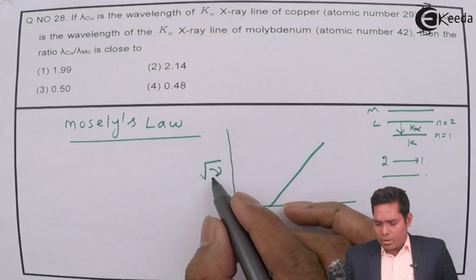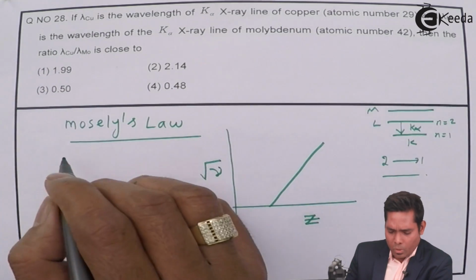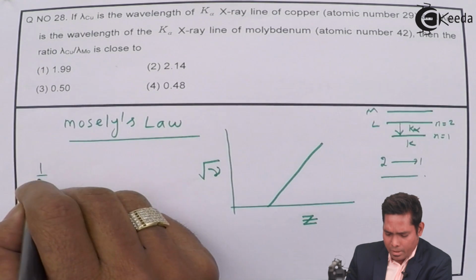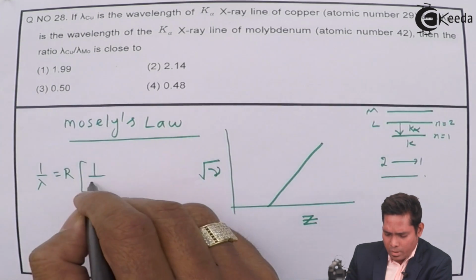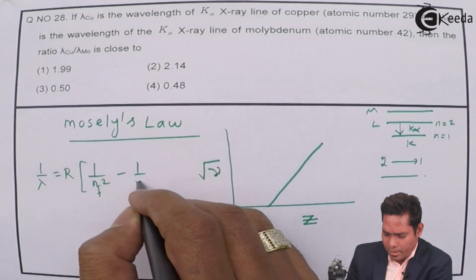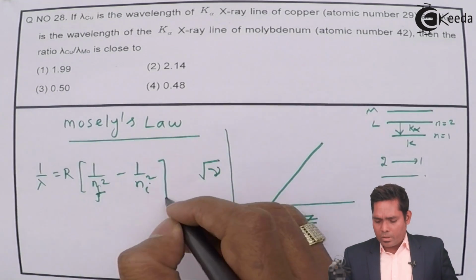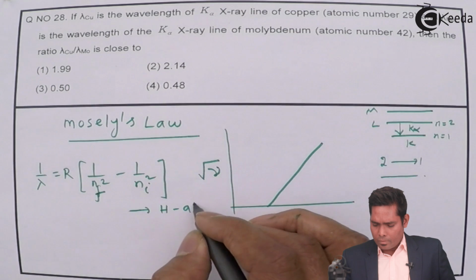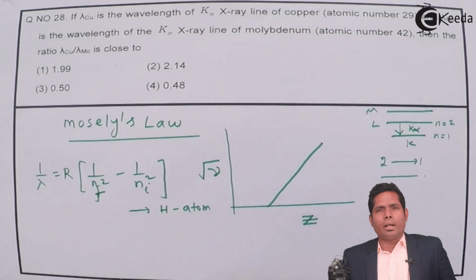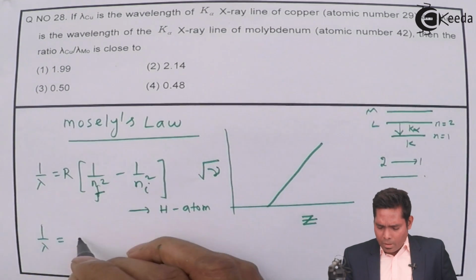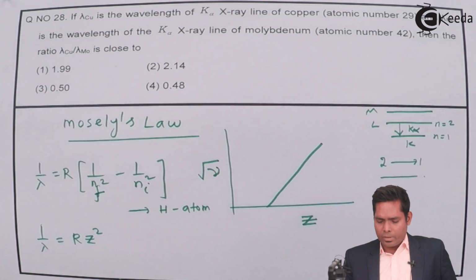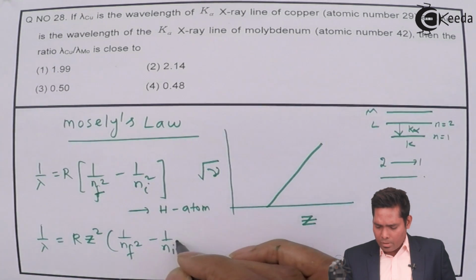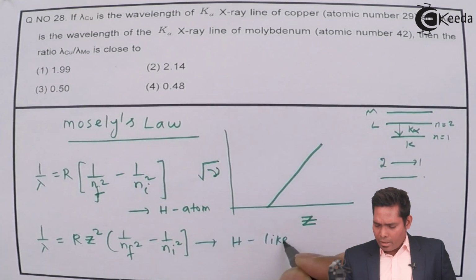Now we have to find how this frequency and Z are related with a formula, because from the hydrogen spectrum we know that 1 upon lambda is R into 1 over n final square minus 1 over n initial square. This is for the hydrogen atom, obviously. And if you want to write for a hydrogen-like atom, then 1 upon lambda will become R into Z square, into 1 upon n final square minus 1 upon n initial square. This is for H-like atoms.